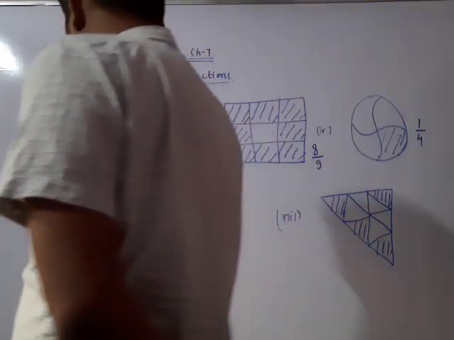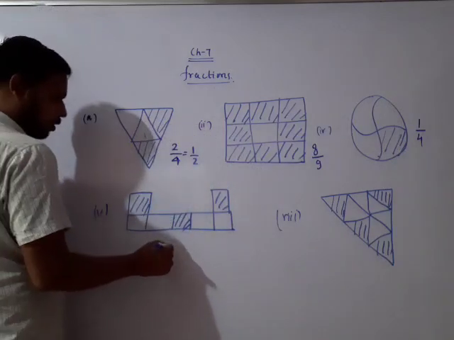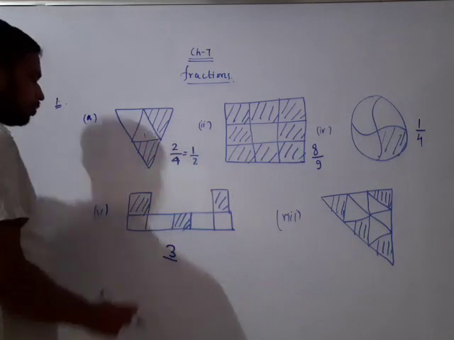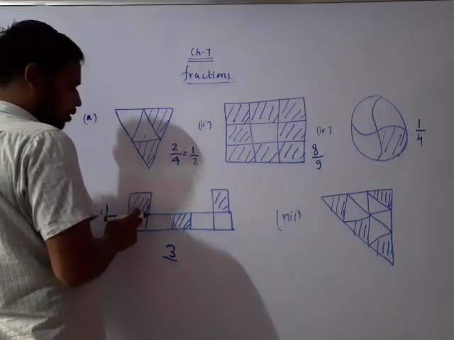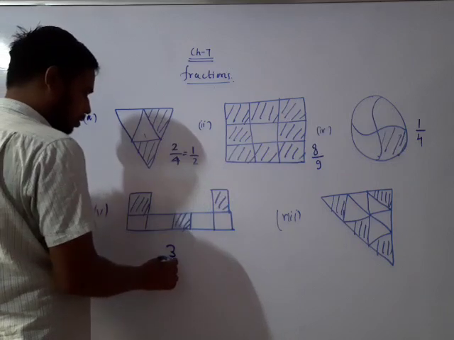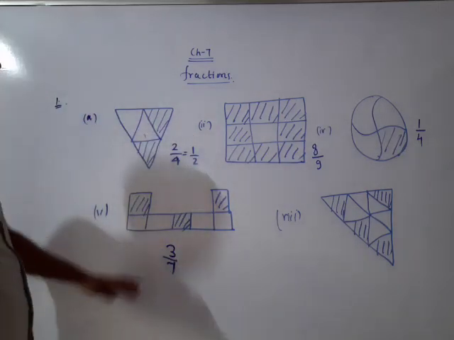Now see here. 1, 2, 3. 3 regions have been shaded and the total regions are 1, 2, 3, 4, 5, 6, 7. So 3 upon 7 will be the shaded region for this figure.